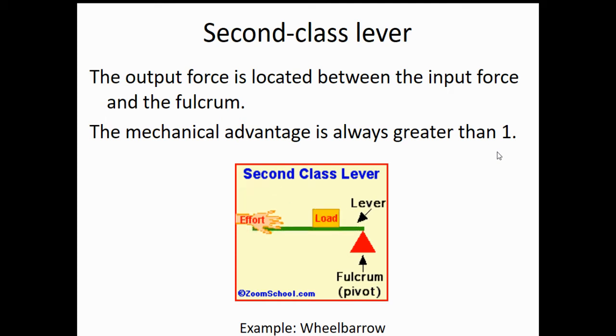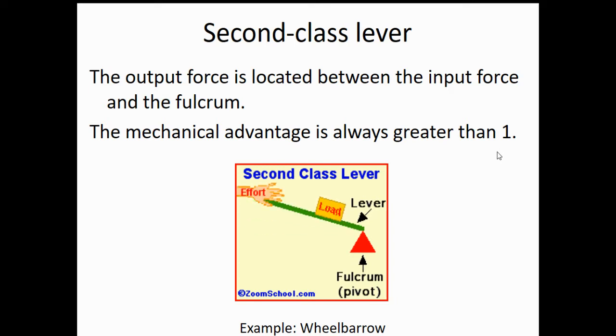Now, the best example of a second class lever is a wheelbarrow, which might seem a little weird, but technically it is a lever. So if you look at this image that you see here that's moving, if you imagine that fulcrum being a wheel instead of that triangle piece, you might start to see the actual wheelbarrow aspect of this lever. Okay, so wheelbarrows are second class levers.